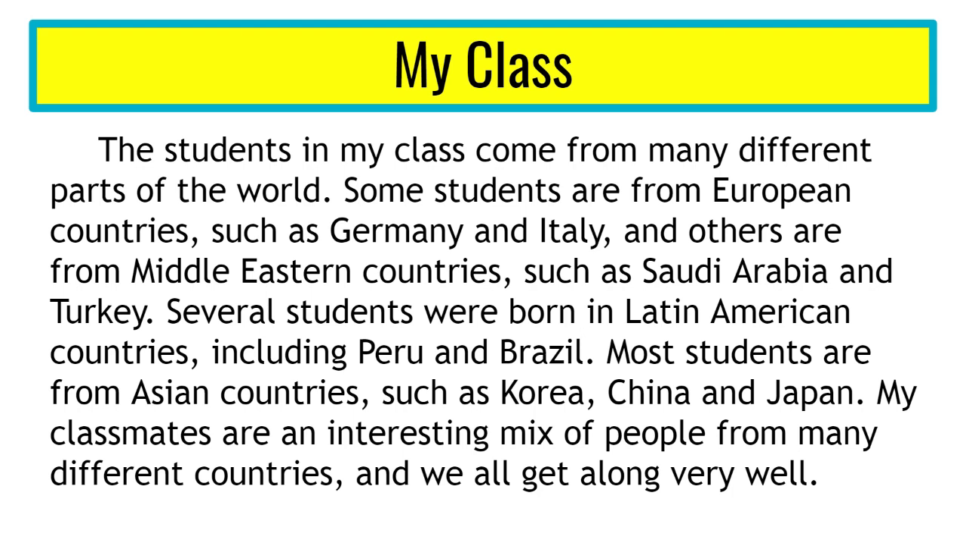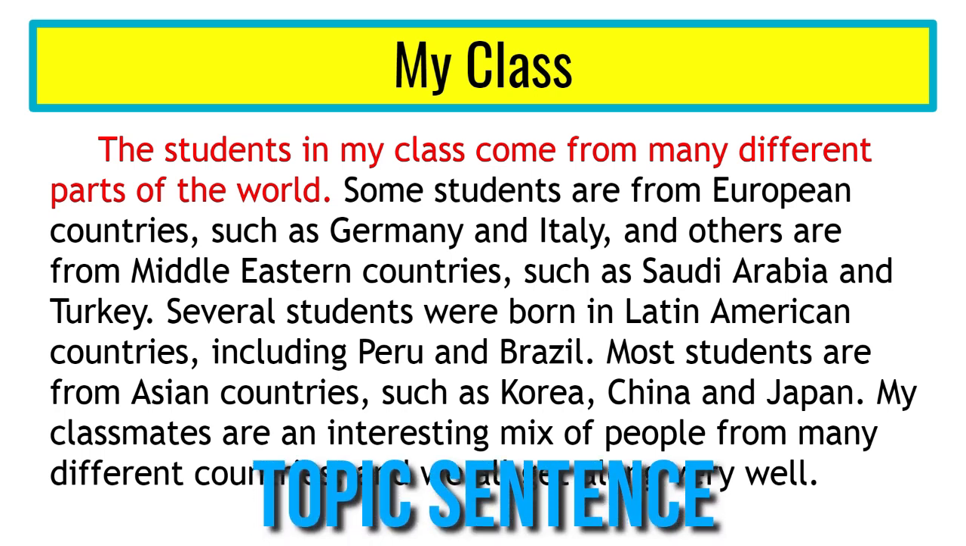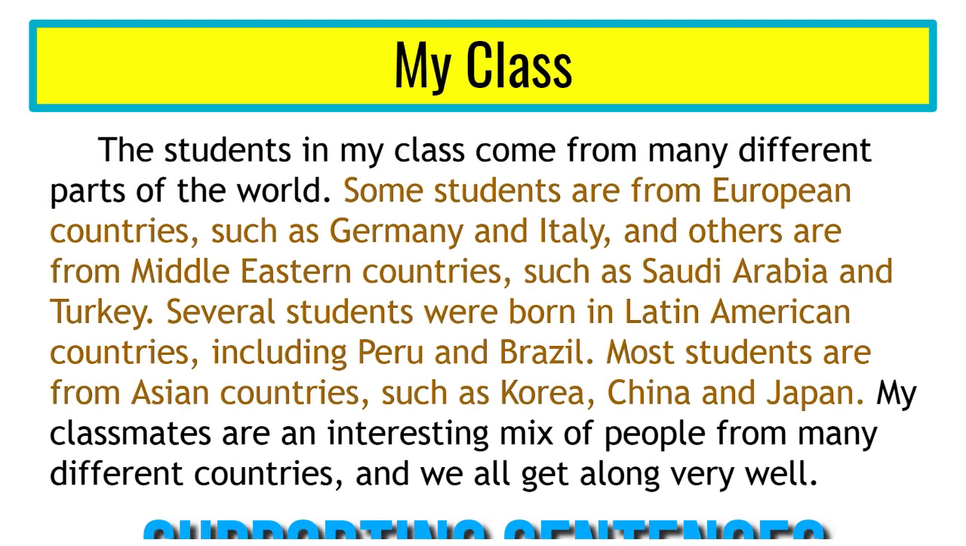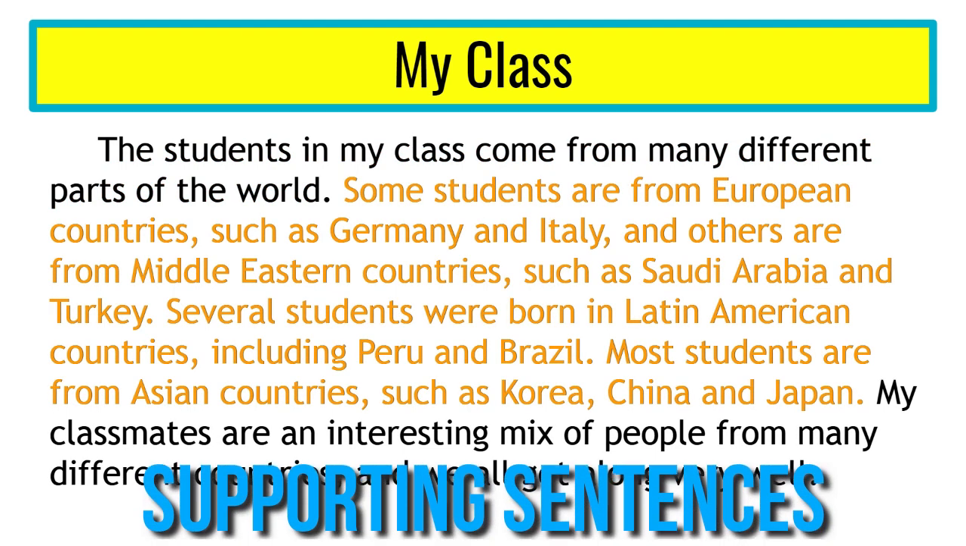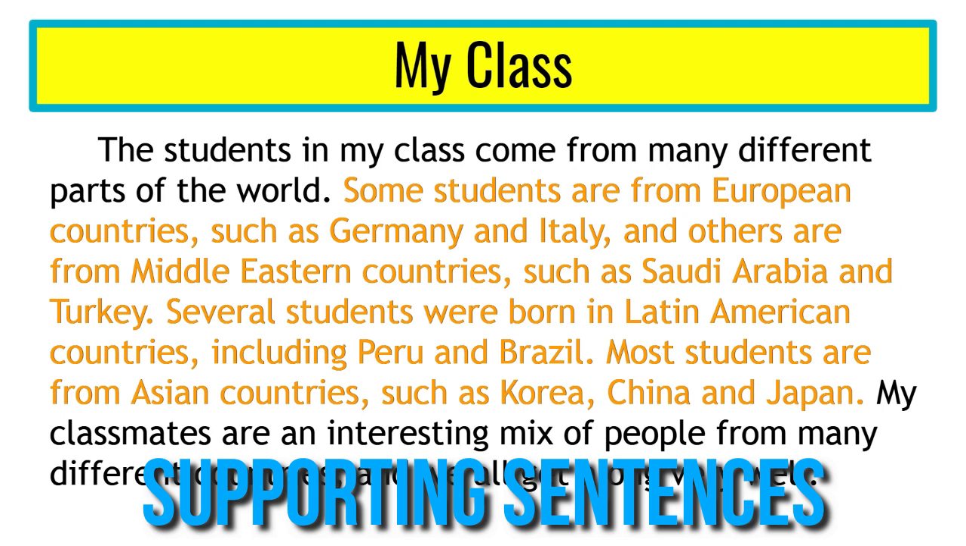Now looking at this paragraph, the first sentence, the students in my class come from many different parts of the world, is the topic sentence of the paragraph. This tells us what the rest of the paragraph is going to explain to us. And next, these sentences are the supporting sentences. As you can see, these give us examples and explain the topic sentence further. In this example paragraph, the supporting sentences tell us where the students come from around the world.